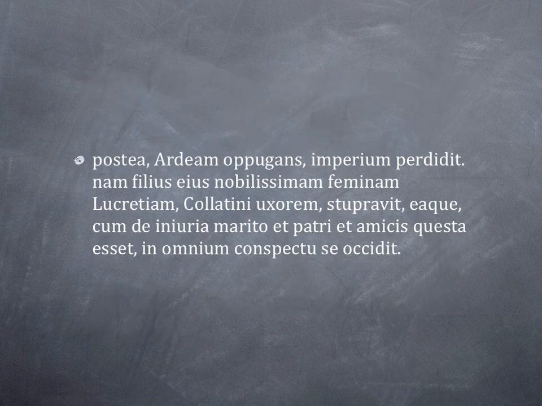Postea, ardeam oppugnans, imperium perdidit, nam filius eos nobilissimam, feminam Lucretiam, colatini uxorem stupravit, eaque, cum de injuria marito et patri et amicis questa esset, in omnium conspectu se occidit.